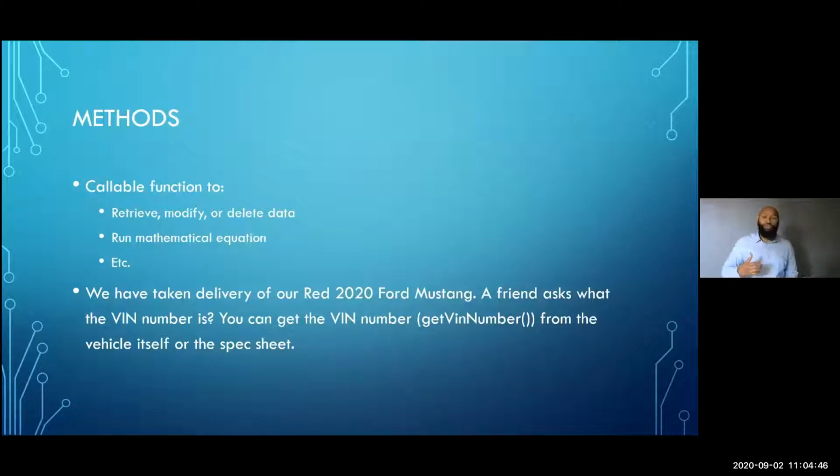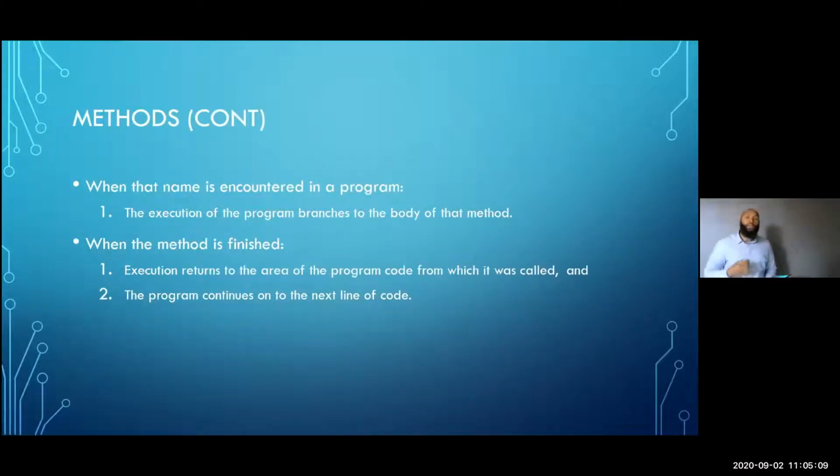For different classes, it also helps to retrieve data from that class or modify it. For example, last time we had our Ford Mustang, and a friend asked what the VIN number is. You have a method called getVINNumber that returns that VIN number to whoever's calling it. When the program is running, it runs statement, statement, statement. Once it gets to that method call, it switches over to the method, runs all the code within that method, and then switches back to your program.